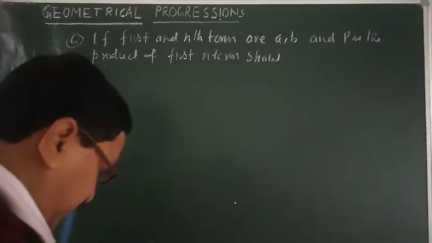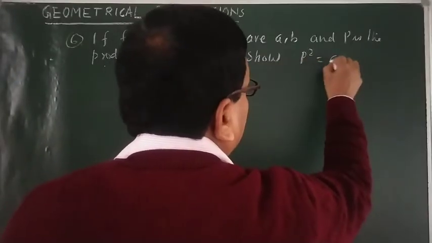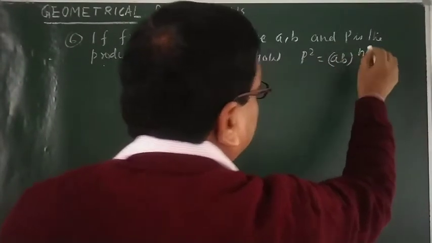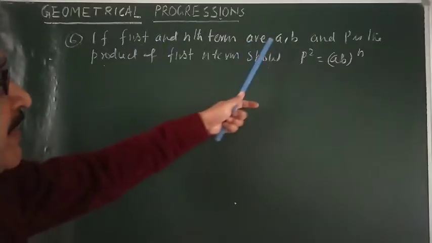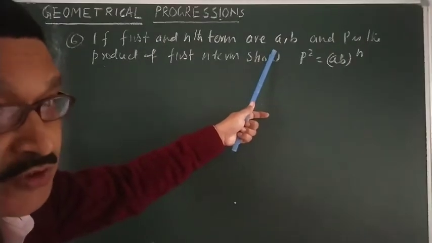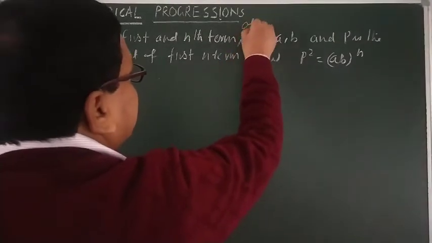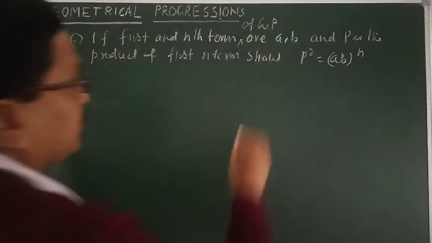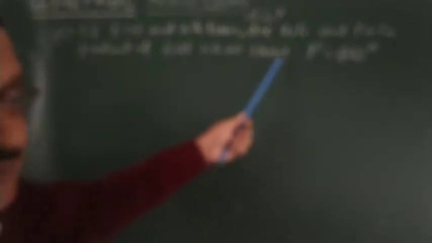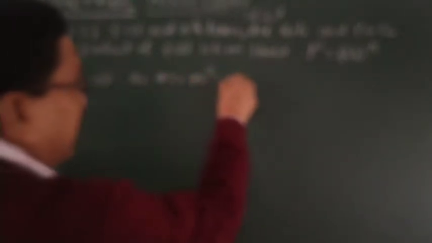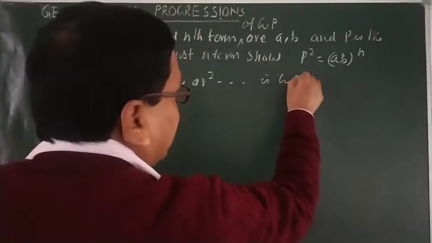We have to show that P square is equal to AB to the power n. Now see, the first term is A, so this is a geometric progression. The geometric progression may start with a small a. Let A, AR square and so on be a GP.